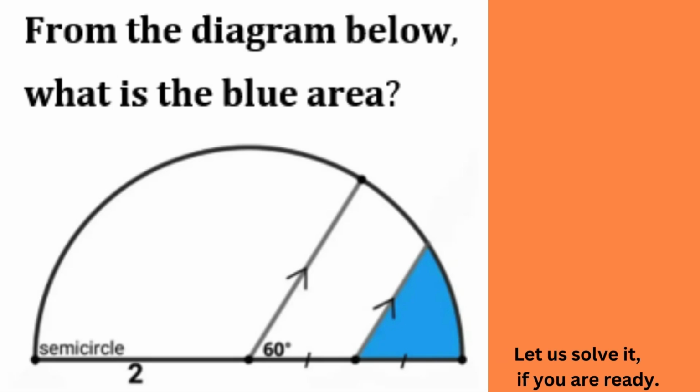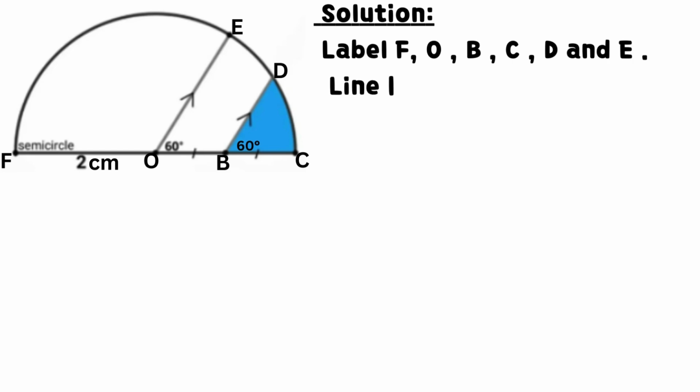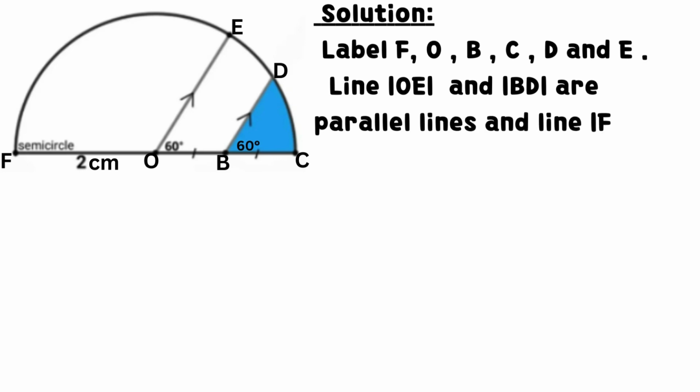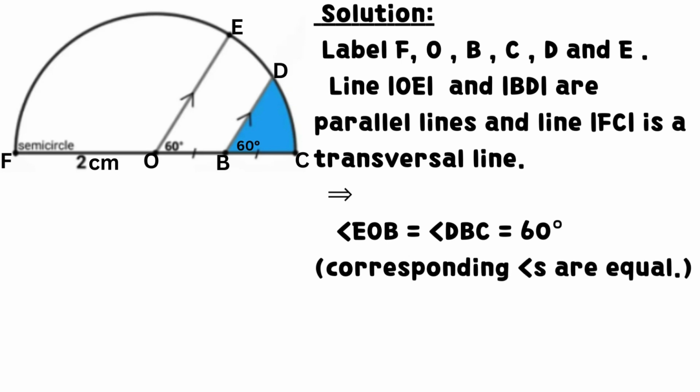From the figure below, what is the area of the blue region? Label F, O, B, C, D, and E. Line OE and line BD are parallel lines, and line FC is a transversal line. It means that angle EOB equals angle DBC equals 60 degrees. It is because corresponding angles are equal.